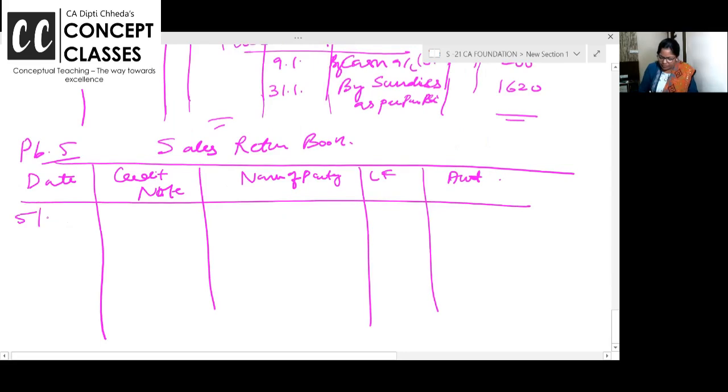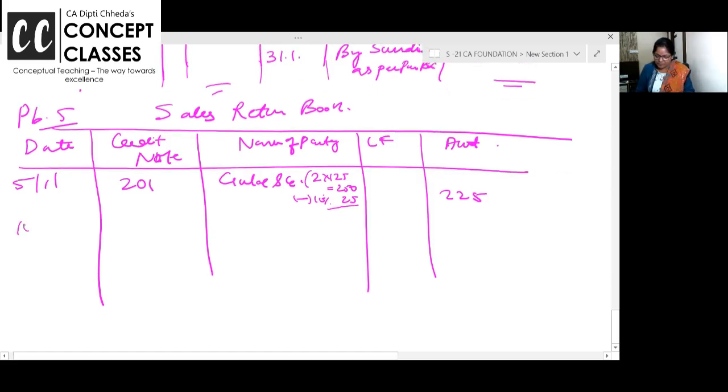Very quick, very quick. 5th of January, the first transaction you have recorded, credit note number is given 201. Gulab and Co credit, sales return debit. 2 into 125, that is 250, minus 10% discount 25, so 225. 10th of January we are not going to record, but still we can write separately as a note. And 10th of January will be posted in the ledger.